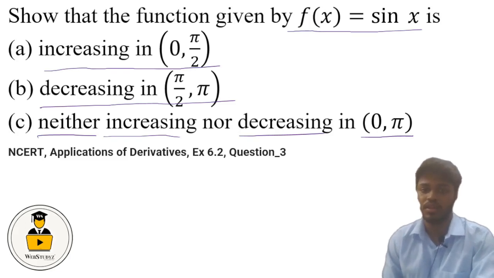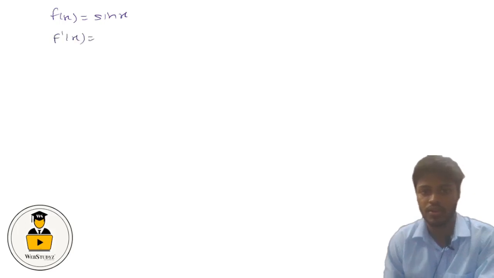Now, in order to check whether the function is increasing or decreasing, we have to find the first order derivative of the function. If it is greater than 0, we say that the function is increasing, and if it is less than 0, we say that the function is decreasing. So, let us find the first order derivative. The function is sin x, so f dash of x is the derivative of sin x, which is cos of x.